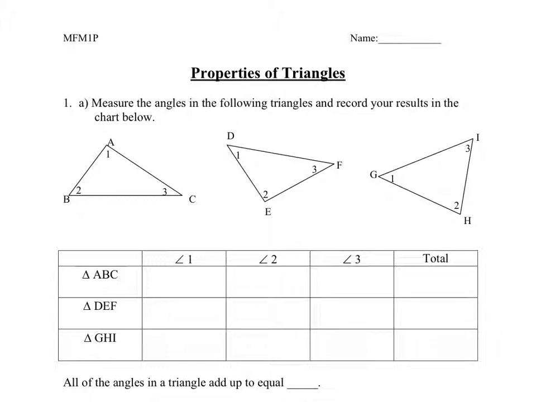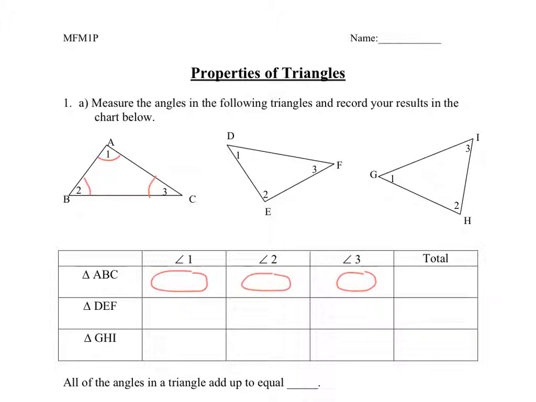We started this lesson by doing an investigation where we used a protractor to find the three angles in each of these triangles. So for triangle ABC, we found angle 1, angle 2, and angle 3, and we wrote those angles in this table. Because protractors are hard to use exactly, everybody's answers will be a little bit different.